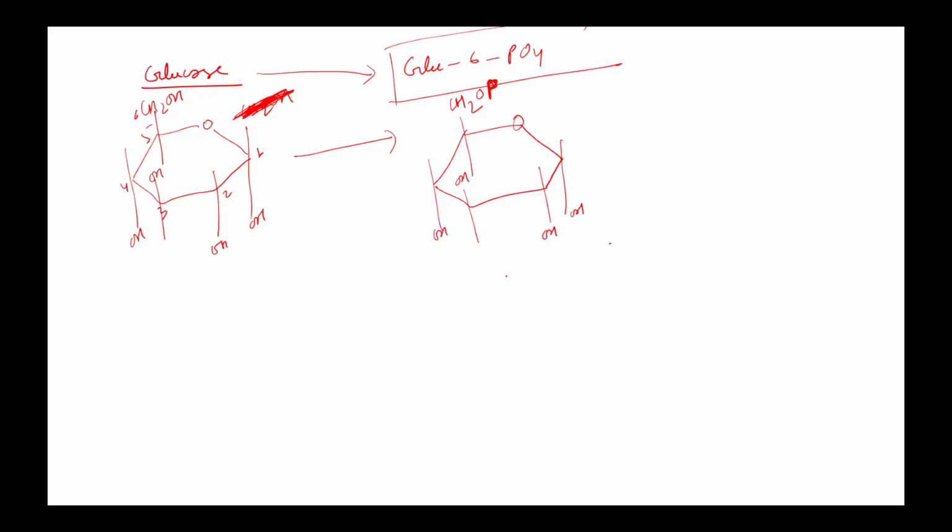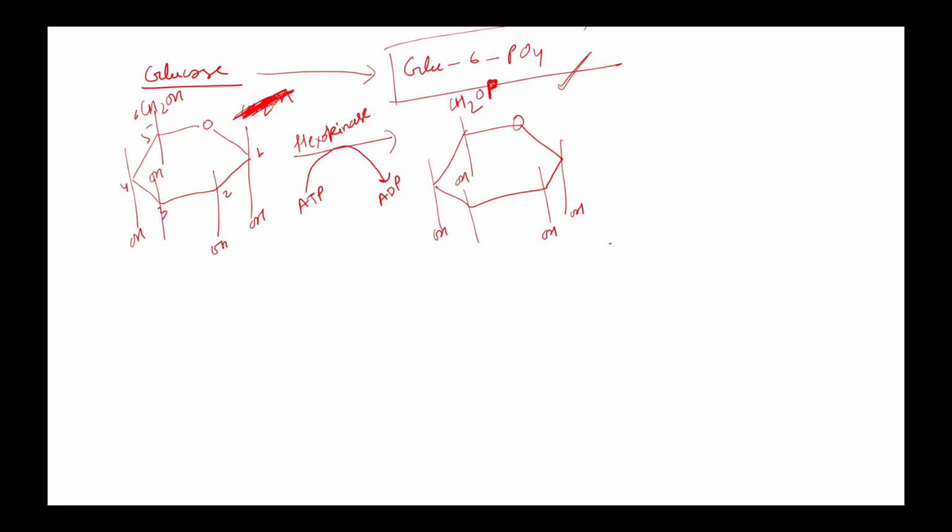And this is our glucose 6 phosphate, and this is carried out by an enzyme called hexokinase, which utilizes one ATP, converts it to ADP, and one phosphate group of ATP is joined at the sixth carbon position in the glucose structure and makes it glucose 6 phosphate.